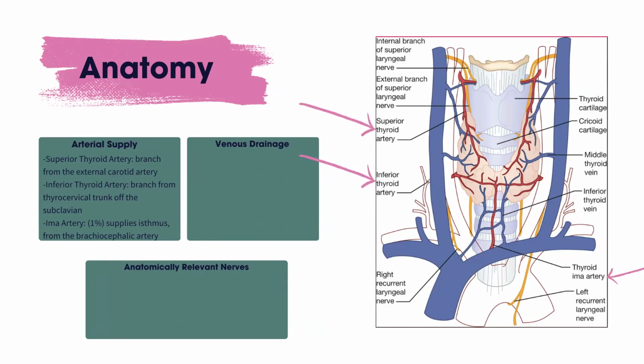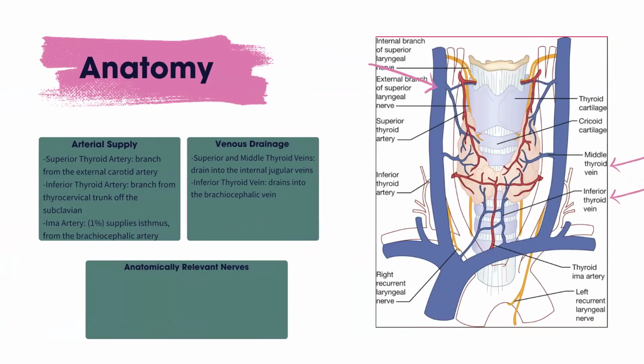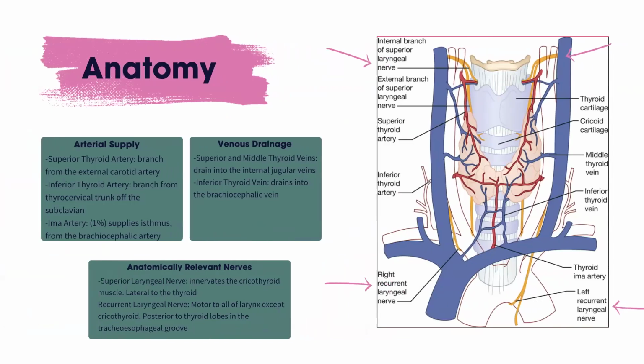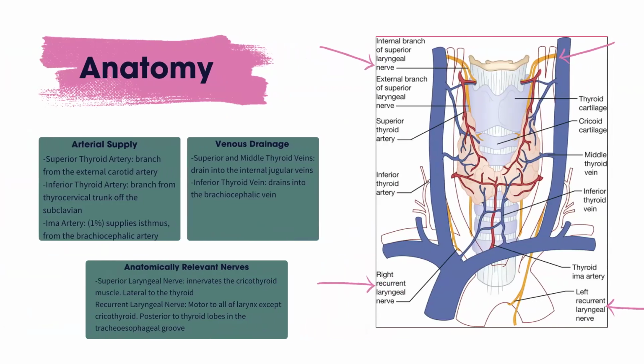Now for the venous drainage, you have your superior, middle, and inferior thyroid veins. The superior and middle will drain into the internal jugulars and the inferior into the brachiocephalic. Now there are two very anatomically relevant nerves that are around the thyroid. Anyone? Yeah, the recurrent laryngeal and the superior laryngeal. So your superior laryngeal innervates the cricothyroid.